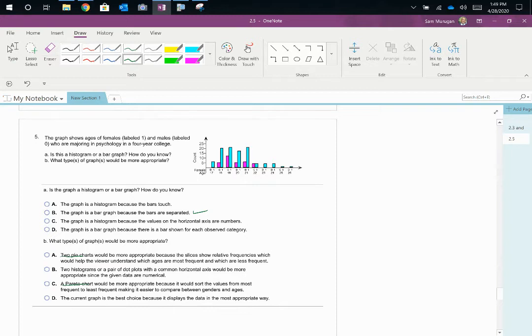And the current graph is certainly not the best choice to show the data appropriately. In fact, a pair of histograms, or even a pair of dot plots with a common horizontal axis, would be appropriate to give the best representation of this. With a bar graph, you really can't tell what's going on in this picture.